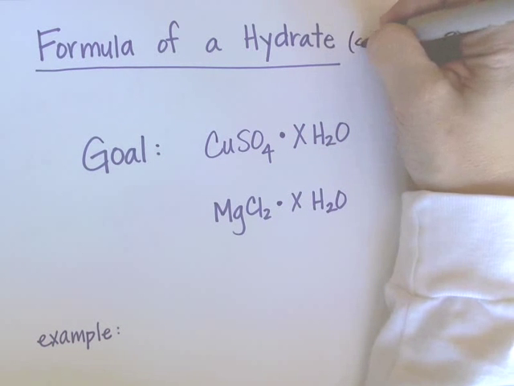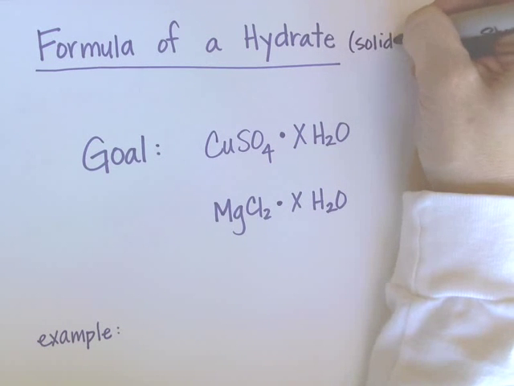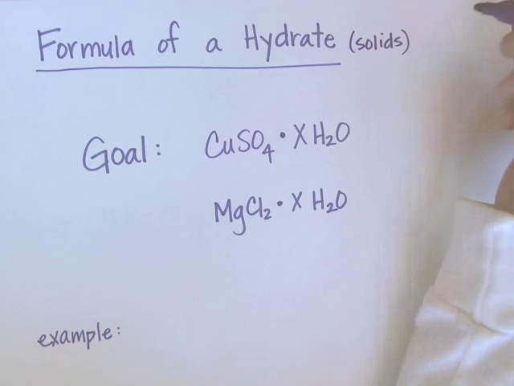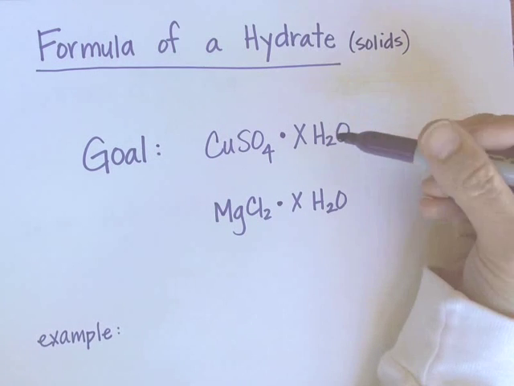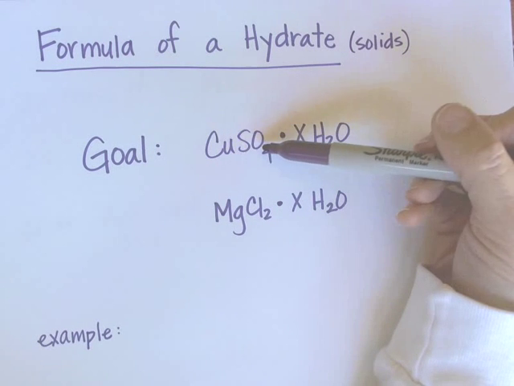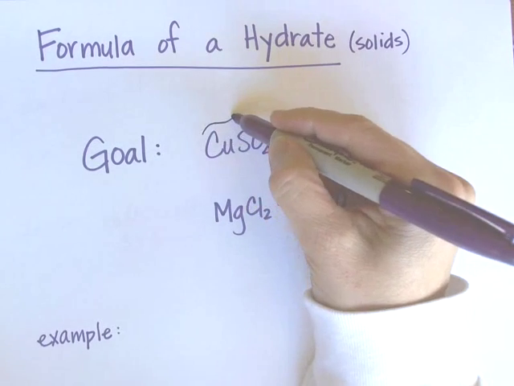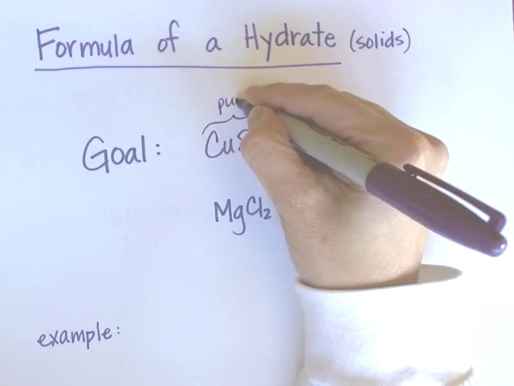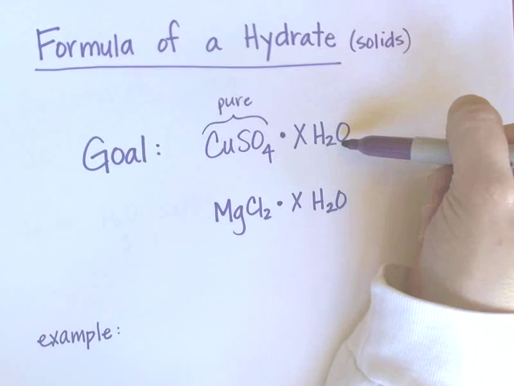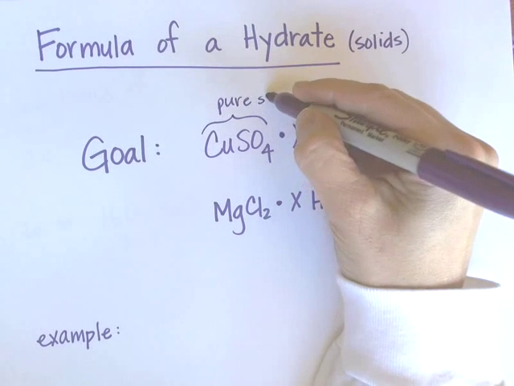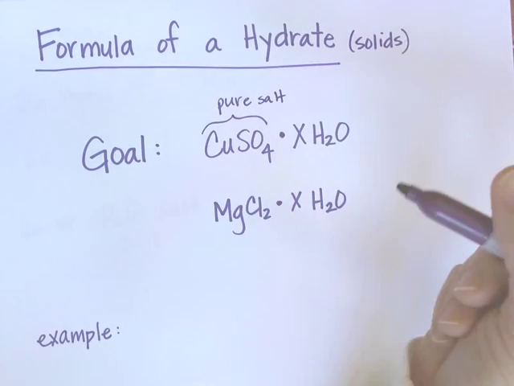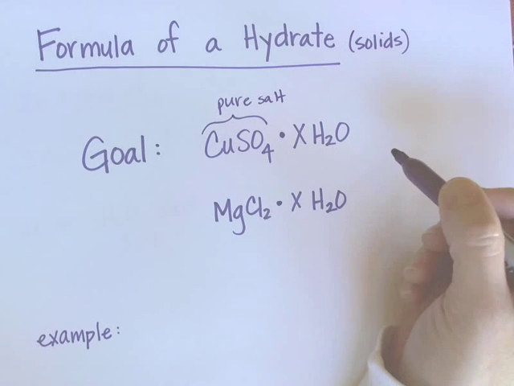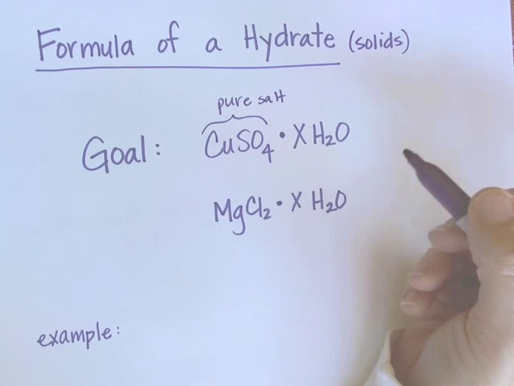So hydrates are in fact solids. So even though we see this H2O, we don't actually have a liquid. So we have solid copper sulfate. We're going to refer to that as the pure salt. And actually what we have are water molecules trapped inside the structure of this salt. And what we're looking for in this lab is to figure out the formula for the hydrate.